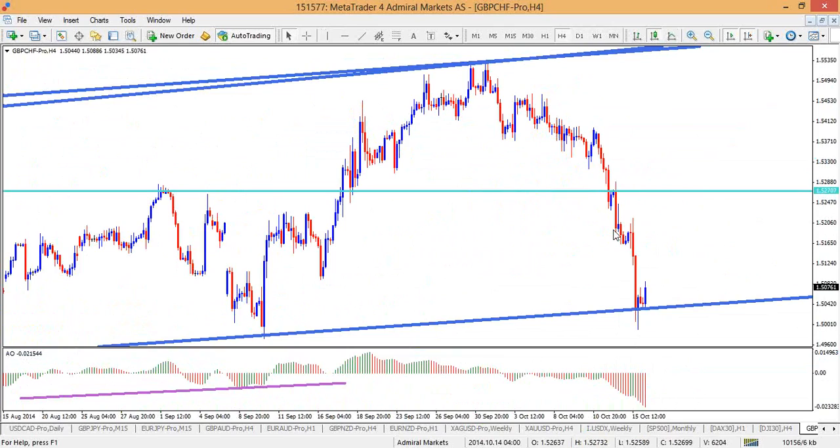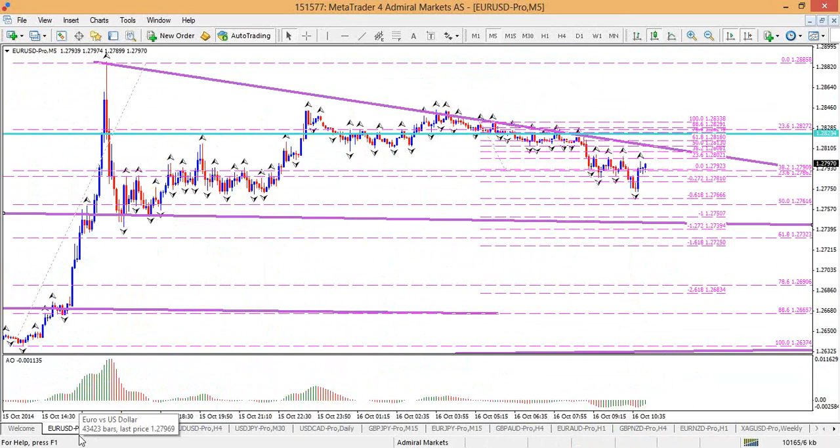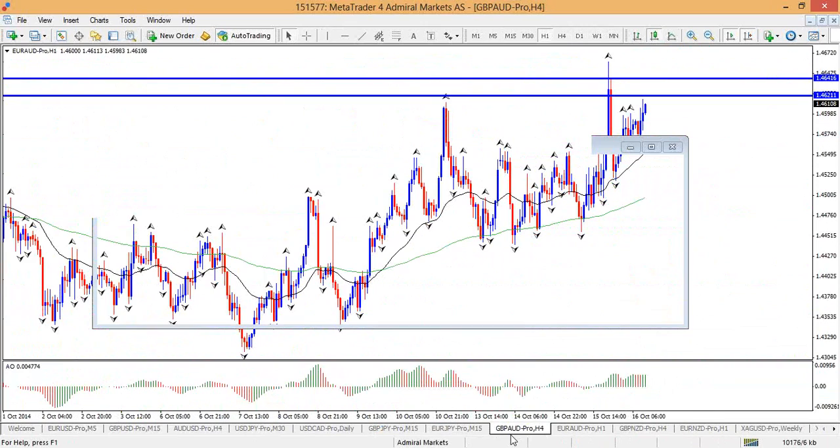Hope that something interesting happens at the moment. I only like the euro dollar probably at the moment. Nothing really fantastic at this point.